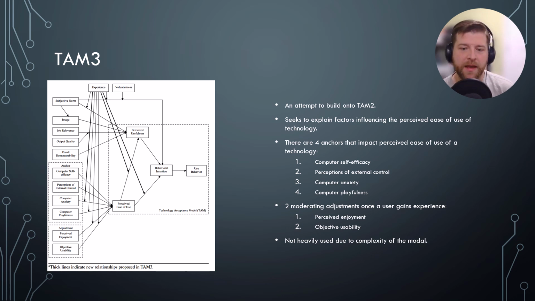The researchers also found that there are 2 moderating adjustments once a user gains experience, and these are the user's perceived enjoyment of the system and the objective usability of the system once they have used it. This model is not heavily used in research due to how confusingly laid out it is. It does have strong explanatory power, but again, it's just very hard to use. And because there are so many factors, it's hard to really put into research.